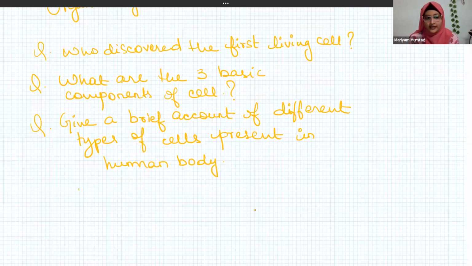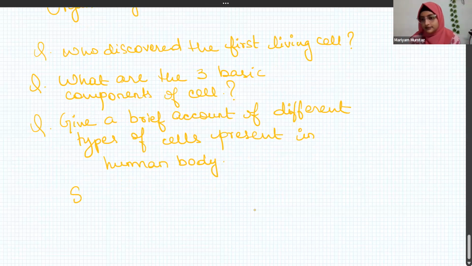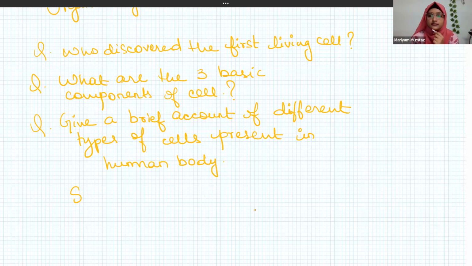His name starts with an S. Do you remember Schleiden? I said Schleiden. Yes, so Schleiden was one person. Okay, Schwann, and Virchow. Yes, Rudolf Virchow. Very good. All right.